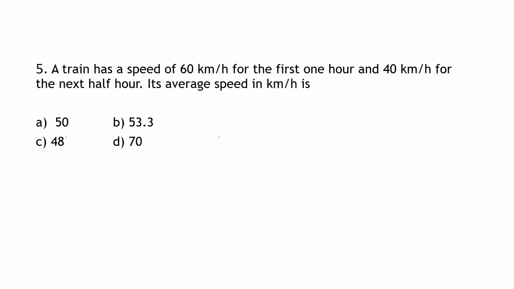A train has a speed of 60 kilometer per hour for the first 1 hour and 40 kilometer per hour for the next half hour. Its average speed in kilometer per hour is given by. How to do this one? A train is having a speed of 60 kilometer per hour in the first 1 hour. So speed is 60 and time is 1 hour. Then next it is 40 for the next half hour. Then its average speed in kilometer per hour we need to calculate.